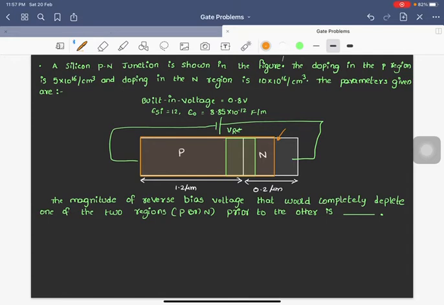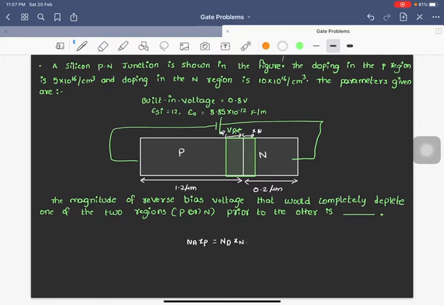The charge conservation is Na × Xp equal to Nd × Xn, where Xn is this depletion width in N region and Xp is this depletion width. Here I am taking completely depleted. In the green case, let me show you the green case at first, then it will be easy for you. Yeah, this is the green color one. So this is Xn and this is Xp. So Na × Xp should be equal to Nd × Xn.